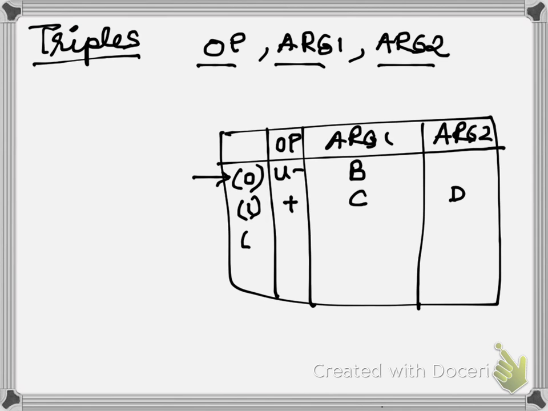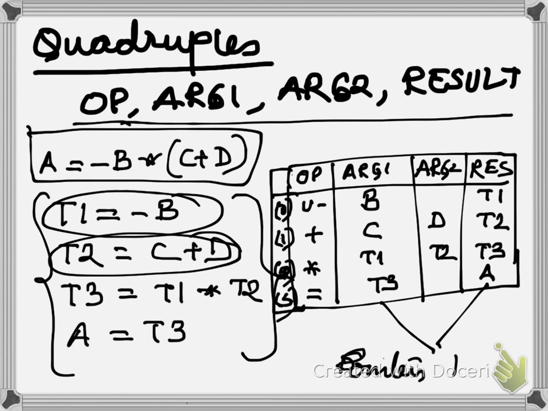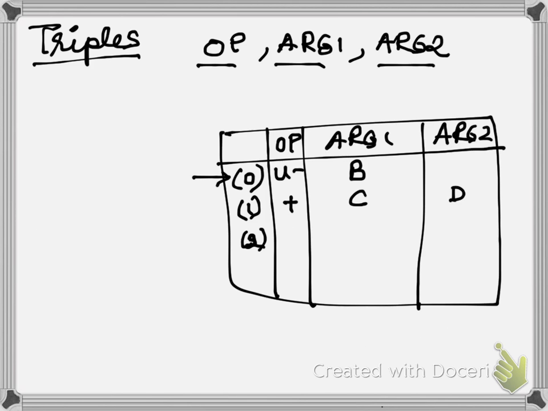Then for the next one, that is statement number 2, this was multiply T1, T2 and store it in T3. Since we have not used T1 and T2, we are going to refer to them by the triple itself, where it is computed. T1 was computed in statement number 0, and T2 was computed in statement number 1. So the operator is multiply, statement 0 is the first argument, and statement 1 is the second argument.